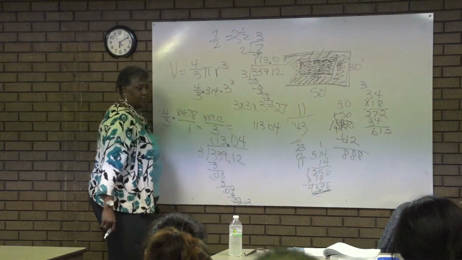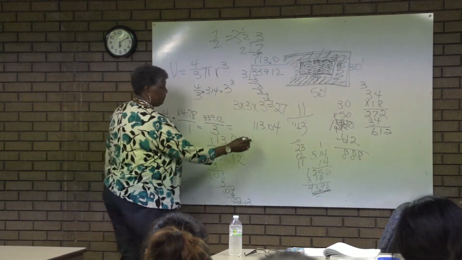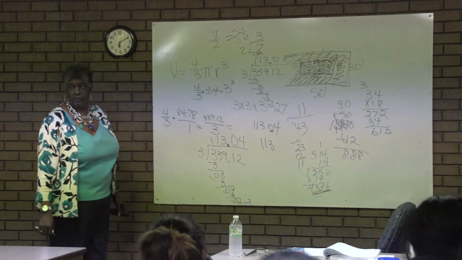And they say to round it off to the nearest whole, it would be what? 113. Because this is not 5 or more. You would make it 114.